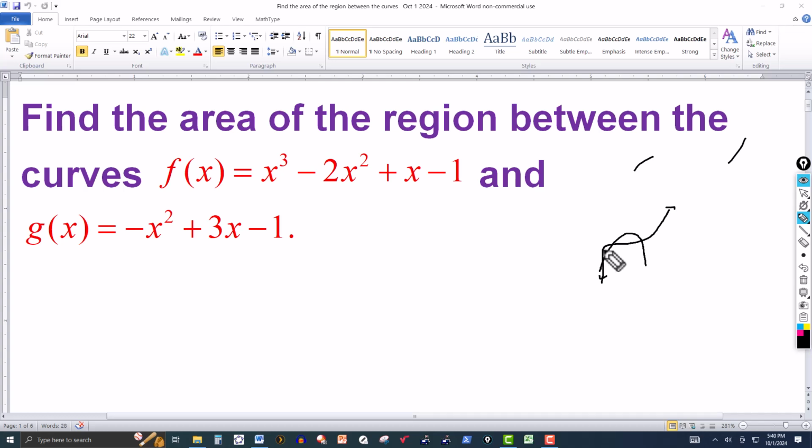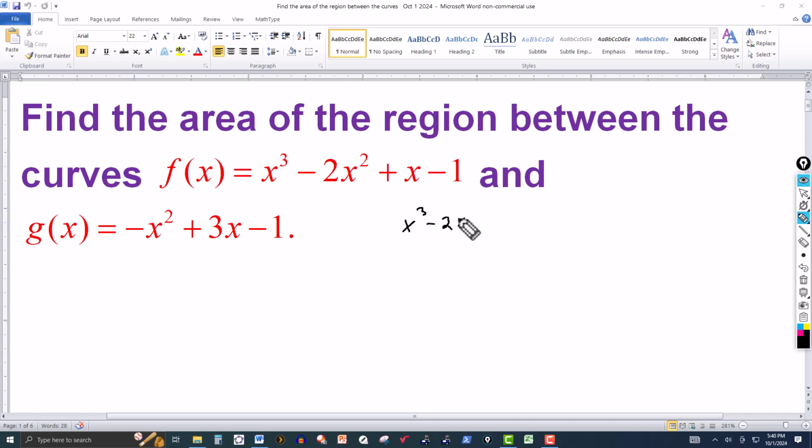So we're looking at the region enclosed or between the two curves. So they're looking at this area here and this area here. We're going to use, of course, the definite integral. And first we need to find the points where these two curves intersect. So we just simply set these equal to each other.